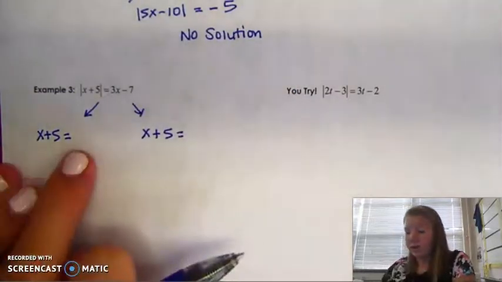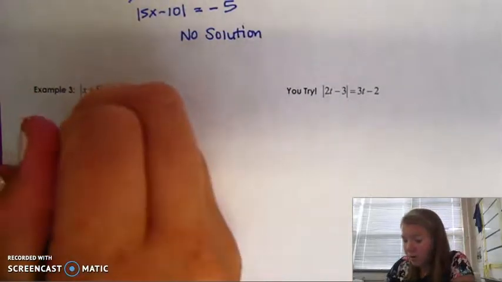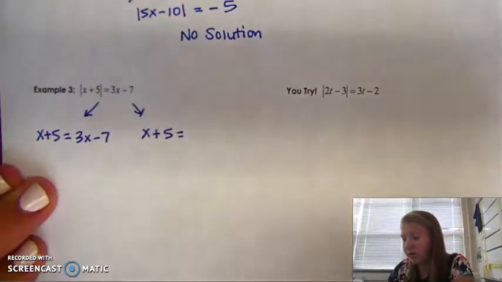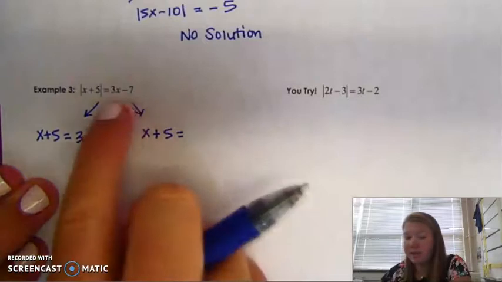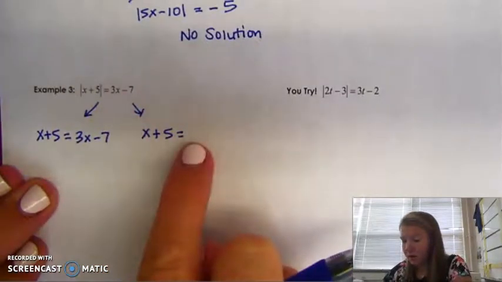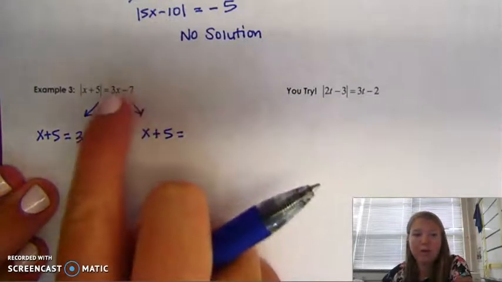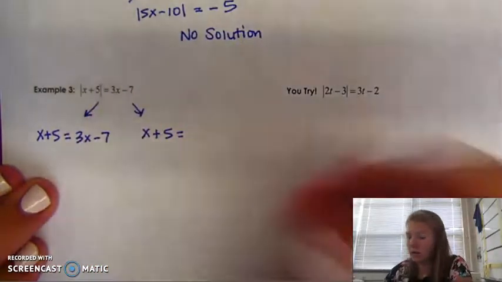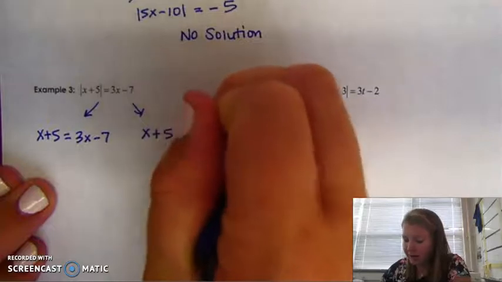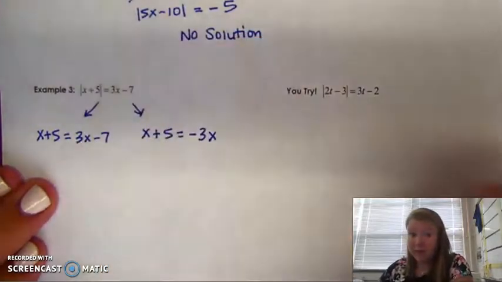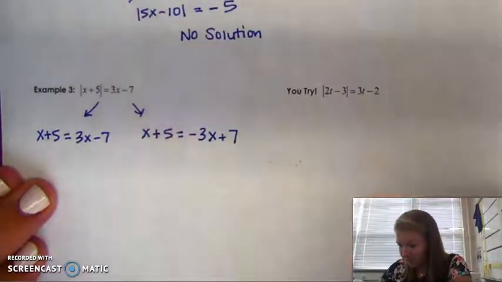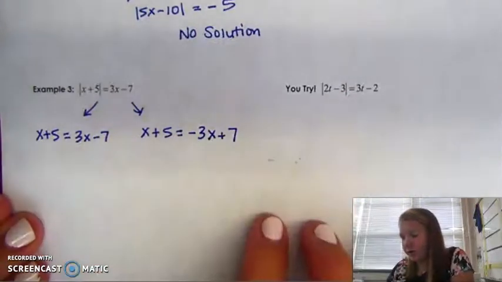Now for the right side of the equation, we're going to leave 3x minus 7 for the first equation. Typically we would make this negative. So if this had just been a 3, we would make it negative 3. But since we have more than one thing, everything changes signs. So this is going to be a negative 3x and then a plus 7.